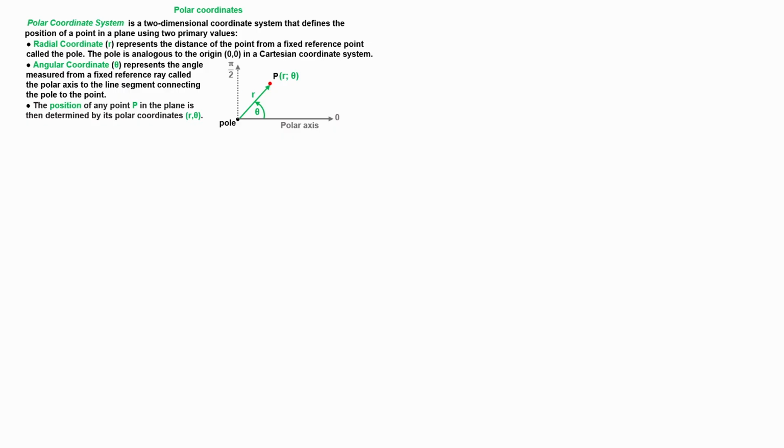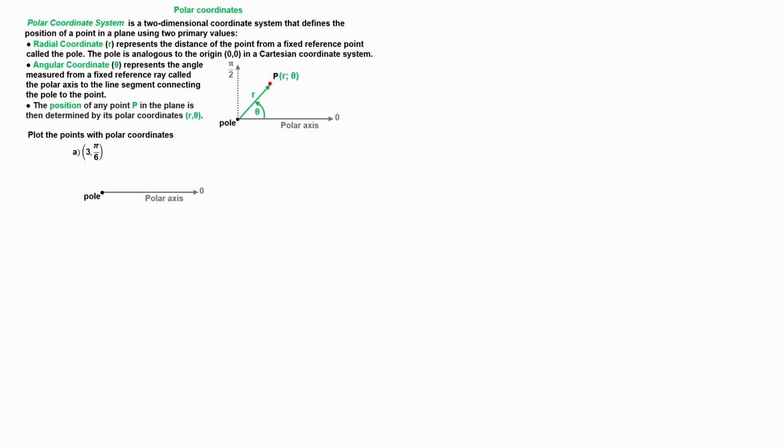Let's see how the polar coordinate system works. To plot the points with polar coordinates, follow these steps. Begin by drawing a central point, known as the pole. This is analogous to the origin in a Cartesian coordinate system. From the pole, draw a horizontal line extending to the right. This line is the polar axis, similar to the positive x-axis.